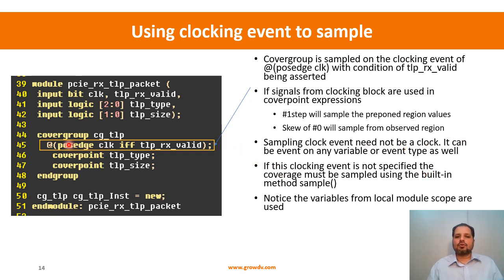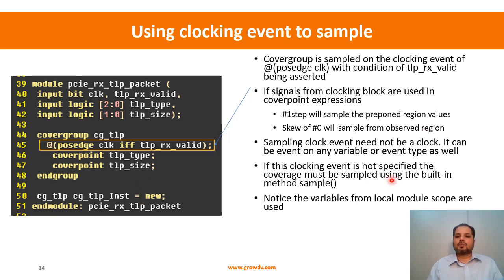Not only can you use any event, as we talked about, but you can also use a clocking block over here. A clocking block sampling event can also be used, and if it had a #1step, which is your default sampling for the clocking block, then the information in the variables would be sampled from the preponed region. And if it had a skew of 0, which is the normal skew of 0 for the clocking block, it will be sampled in the observed region. That's what will happen with respect to the cover group.